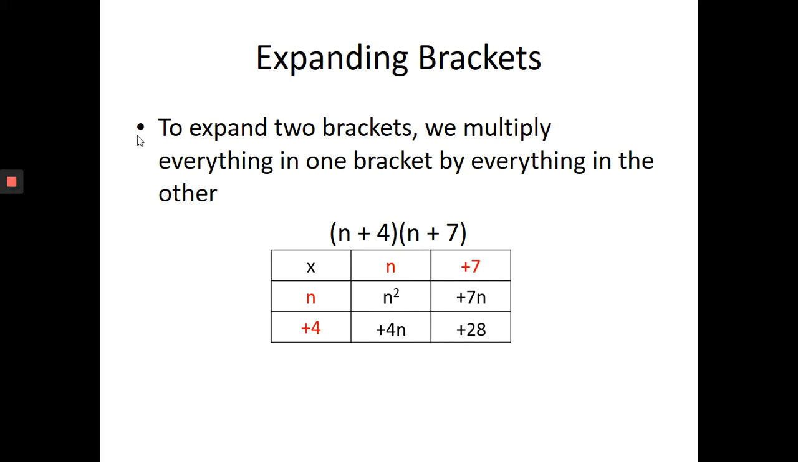Now we can expand double brackets. So one bracket goes there, one bracket goes across using the table method. So n times n would become n squared. n times 7 equals 7n. 4 times n equals 4n. And 4 times 7 equals 28. Again, we can put all of this together by collecting like terms. So n squared is by itself, add 11n, add 28.